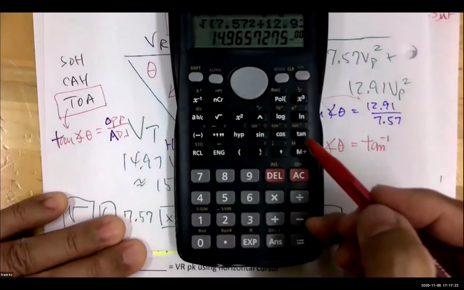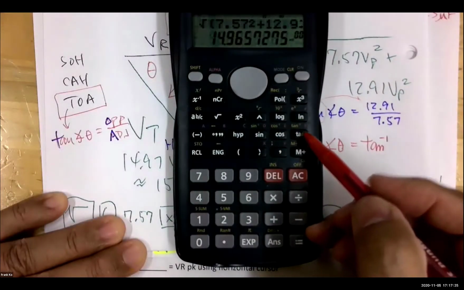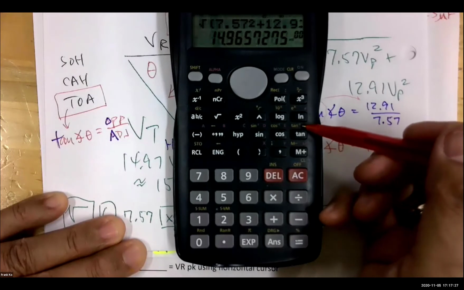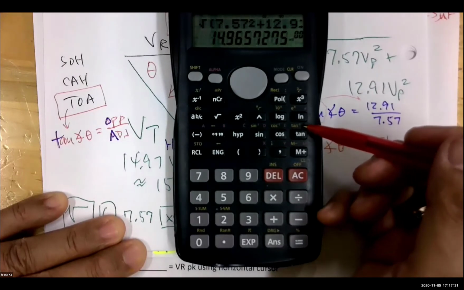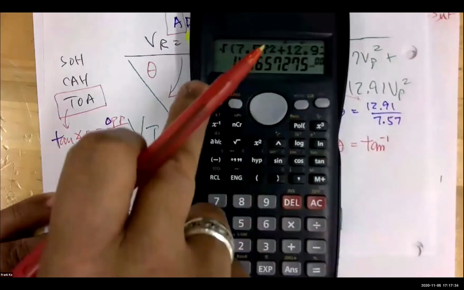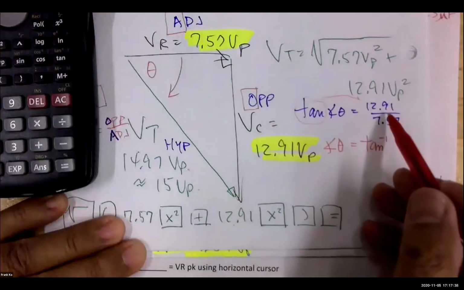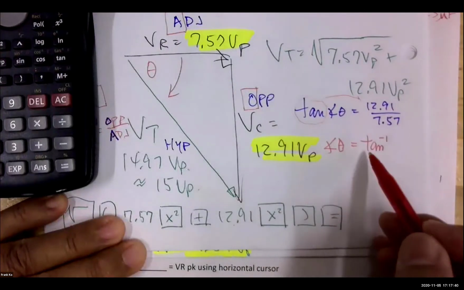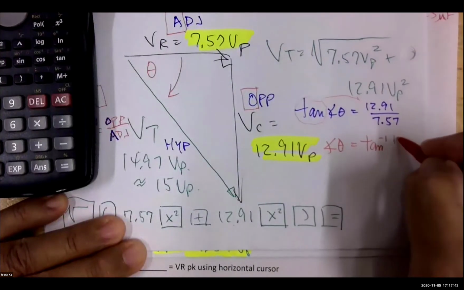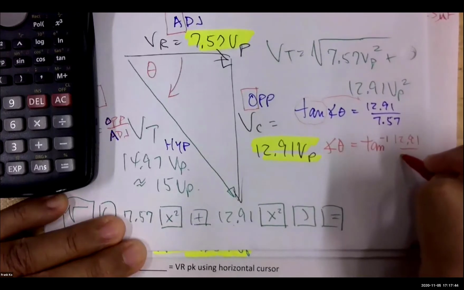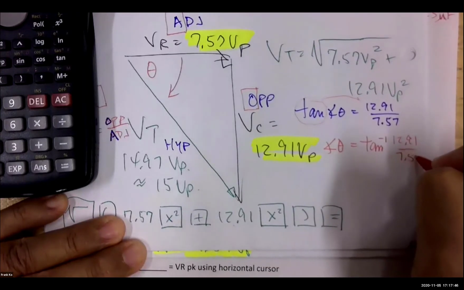Is there a tan key on your calculator? Yeah. Is there an inverse tan right above it? Tan^-1. How do I access tan^-1? Isn't that a shift tan? So that's what we're going to do here. We're moving tan to the other side of the equation. So angle theta is equal to shift tan of 12.91 over 7.57.